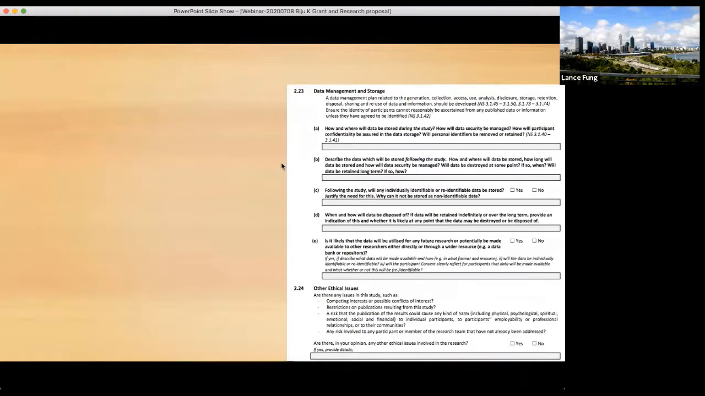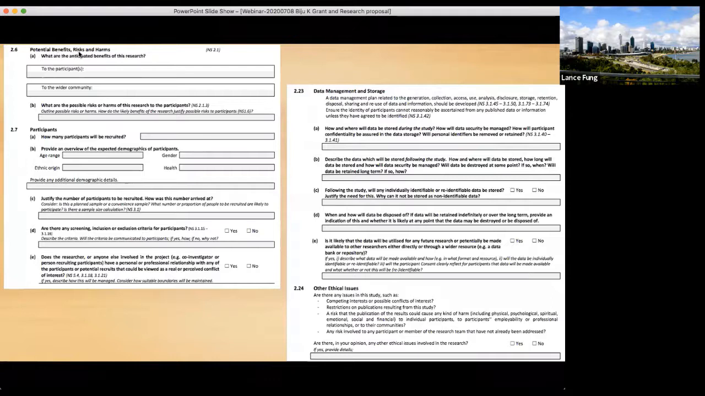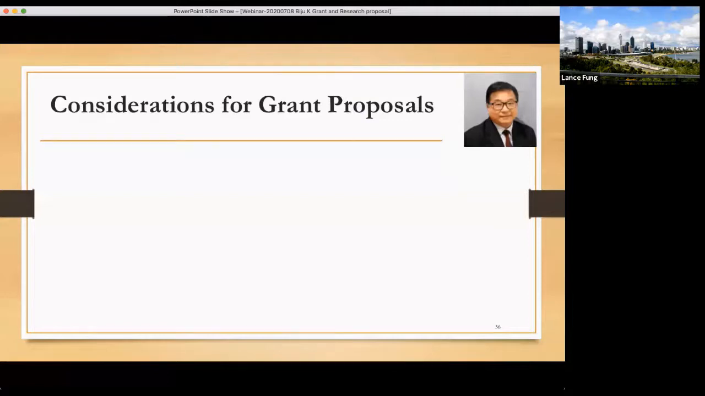You can see some other things, which talk about the potential benefits, risks, and harms, and who the participants are. Data management, I mentioned privacy, all those things, and other ethical issues. So to me, the ethics application is really very close to the grant application. The only thing it doesn't cover is the budget, which I will talk about when we look at the next application. Now, I have gone through the three types of, I consider, more academic research proposals: admission, candidature, and human ethics approval.